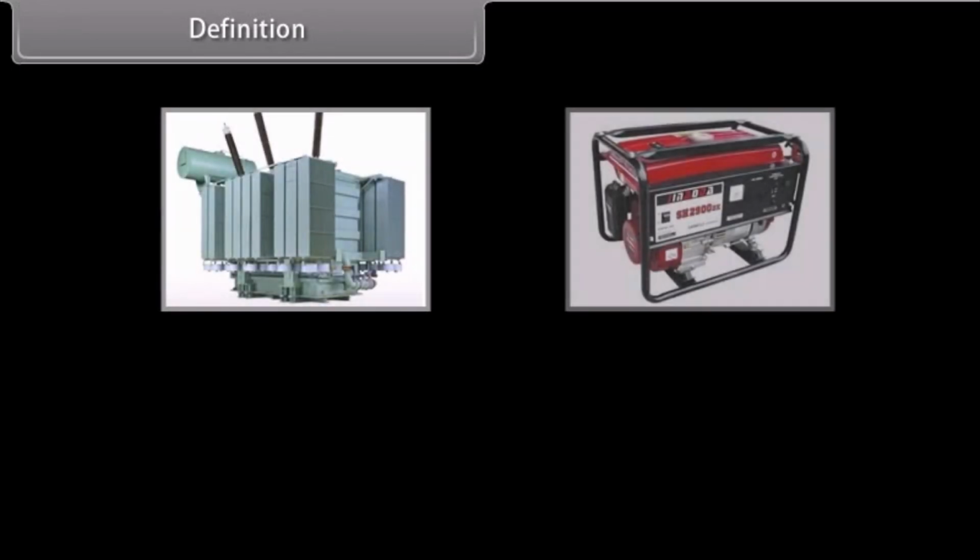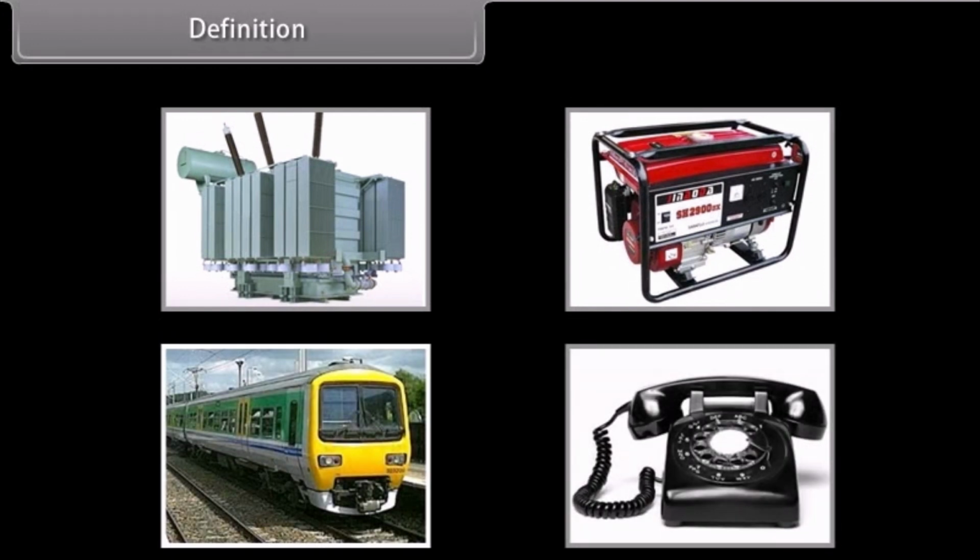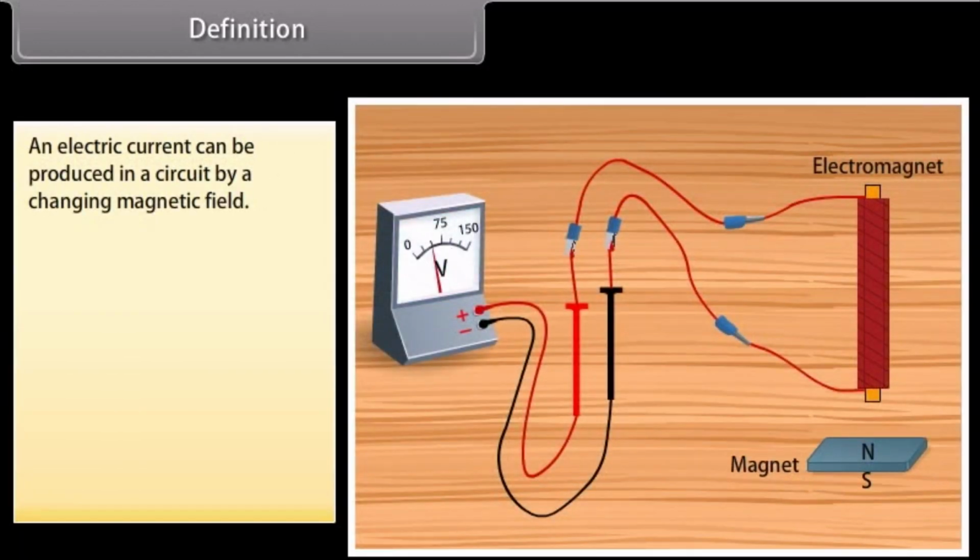Definition. In our everyday life, electromagnetic induction plays a vital role. Transformer, generator, train, and telephone are some examples which work on the principle of electromagnetic induction. An electric current can be produced in a circuit by a changing magnetic field.